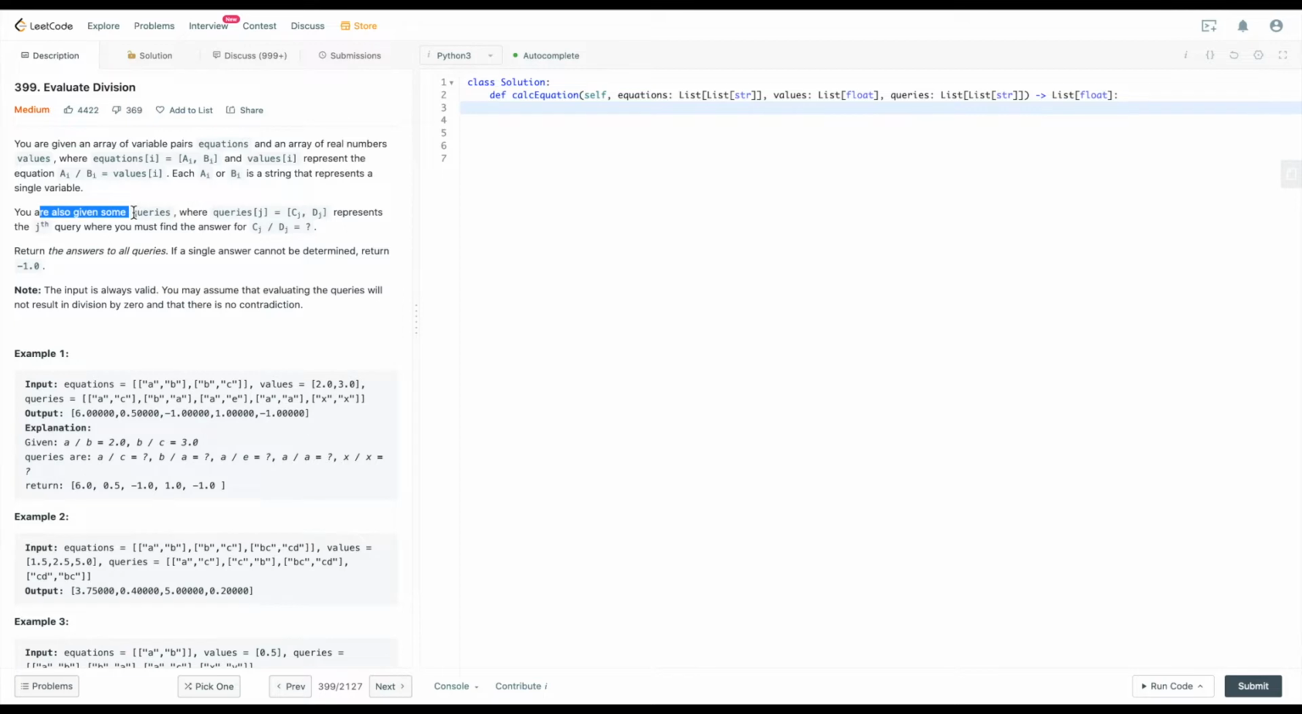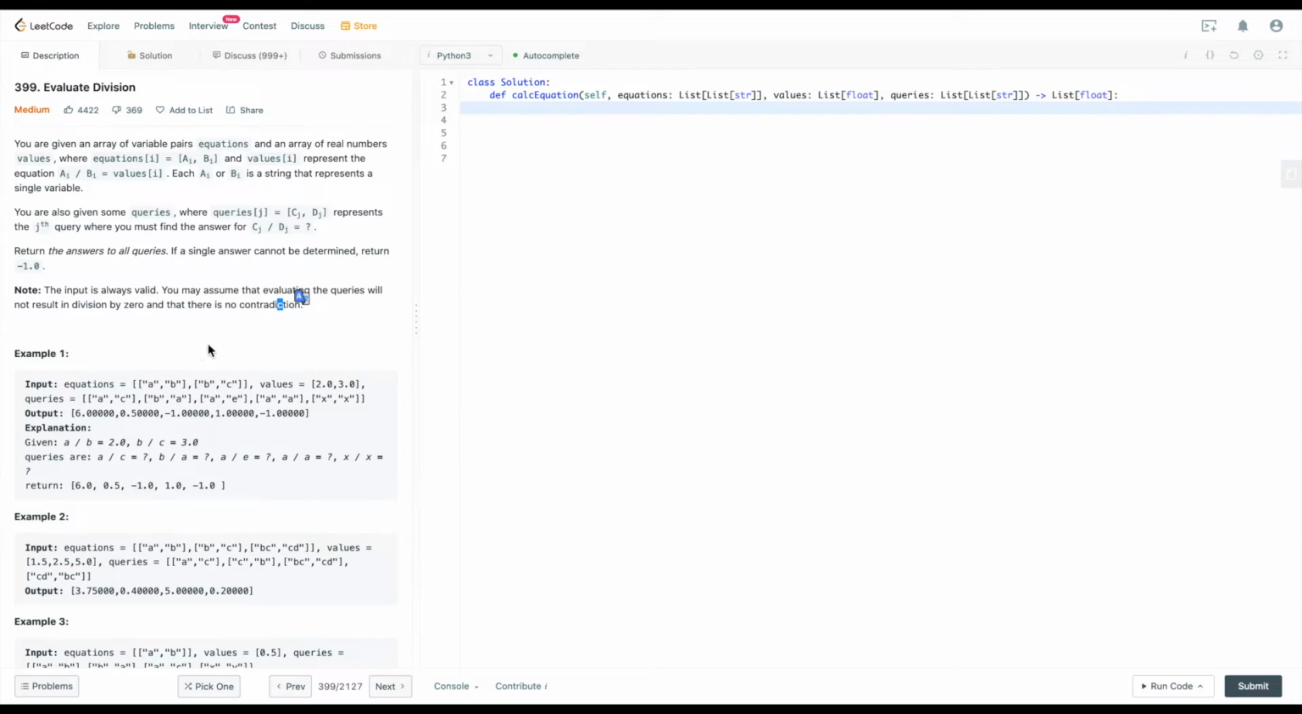You're also given some queries where queries[j] equals [C_j, D_j] represents the jth query where you must find the answer for C divided by D. Return the answers to all queries. If a single answer cannot be determined, return -1. Note, the input is always valid. You may assume that evaluating the queries will not result in division by 0 and that there is no contradiction.